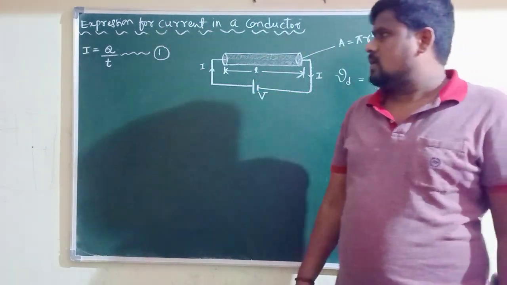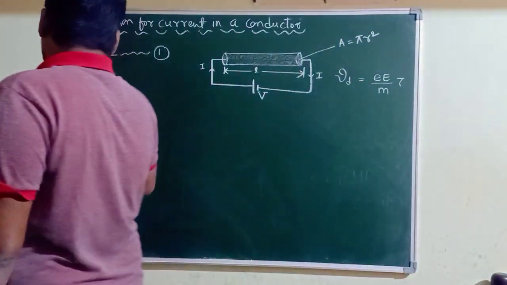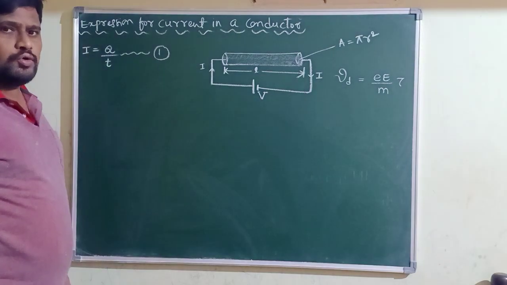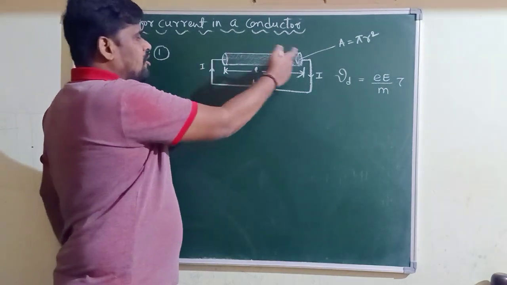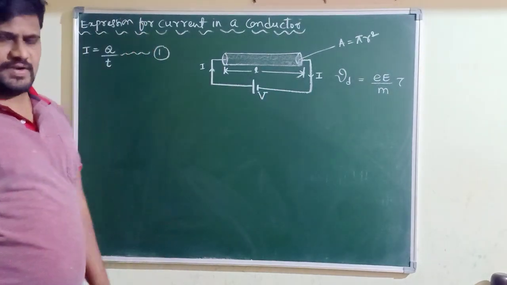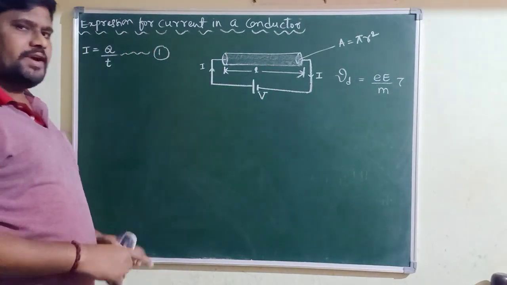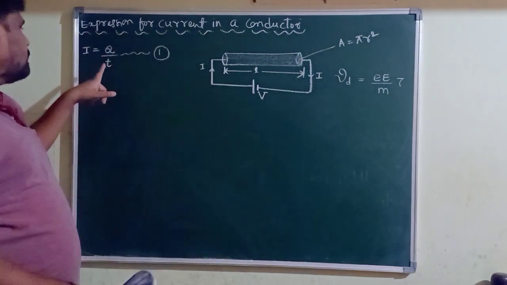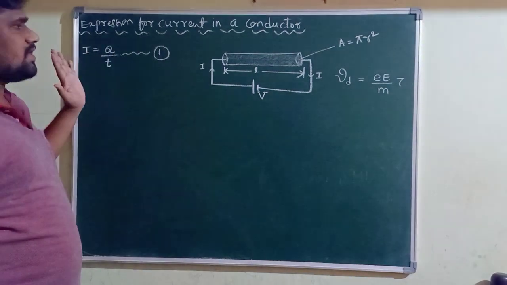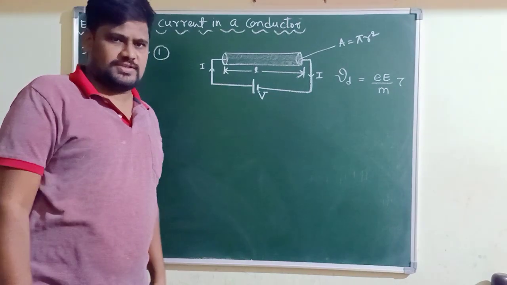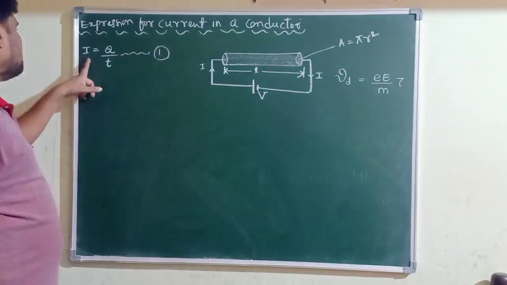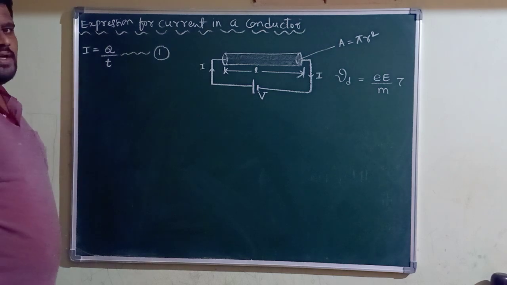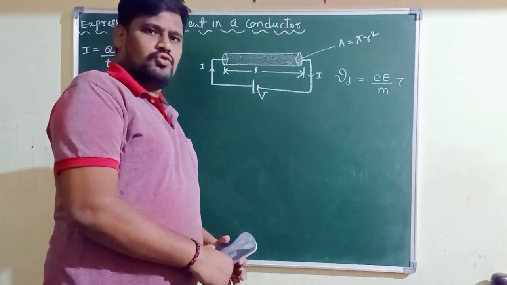That is Q. Second, you have to estimate how much time this charge takes to flow from one end of the conductor to the other end. If you are able to calculate the charge and the time the charge takes to flow across the conductor, then the current is calculated by using the formula I is equal to Q by T.